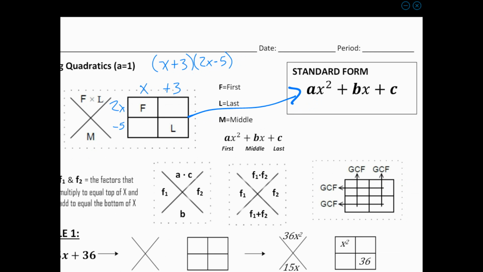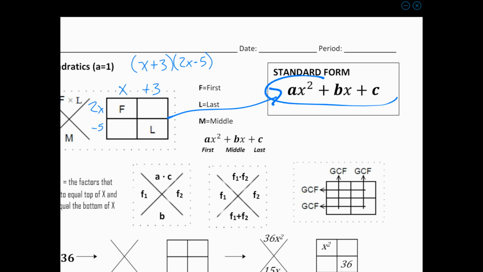Okay. So we are now going to be doing that process backwards. Okay. There is a method to the madness. There is a reason that you have to know how to undo factoring now. So today, we're going to take the standard form, and we're going to work backwards to get the factored form.